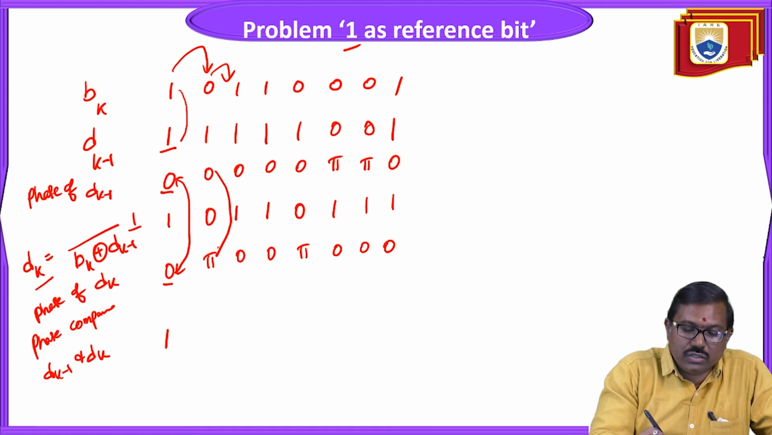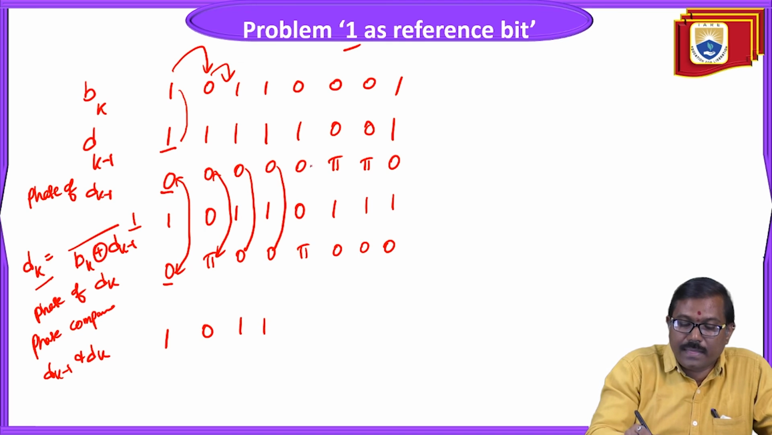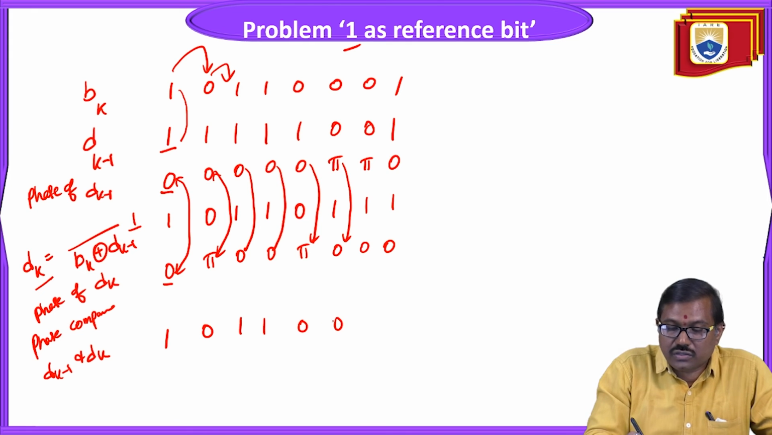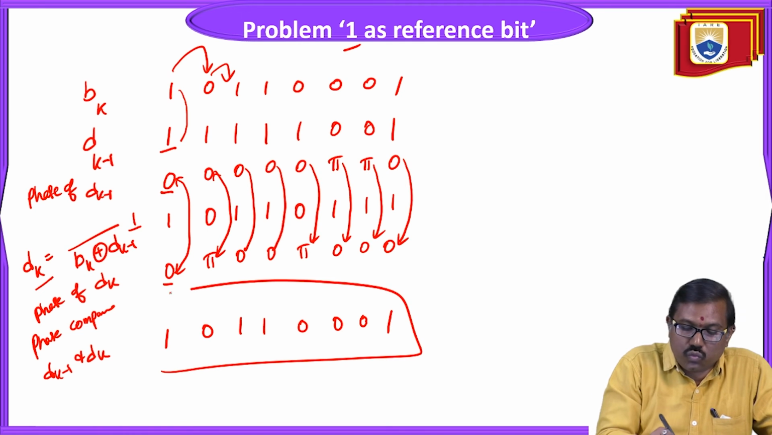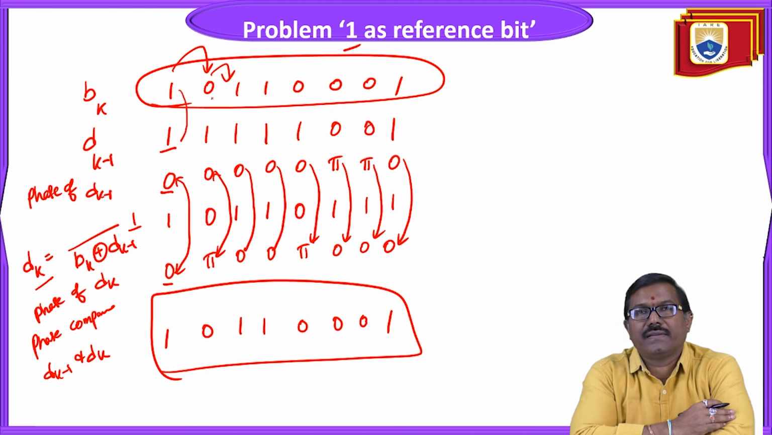Again 0 to pi, so there is a phase change, so it is 0. And this one again has the same phase, no change, 1. Again this one has no phase change, 1. 0 pi is a phase change. And pi to 0 is also a phase change, 0. And this is also a phase change, 0. And 0 0 has no phase change, 1. So what do you get? This is similar to the DK.